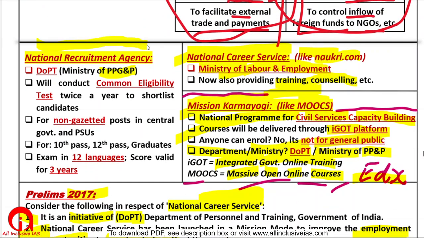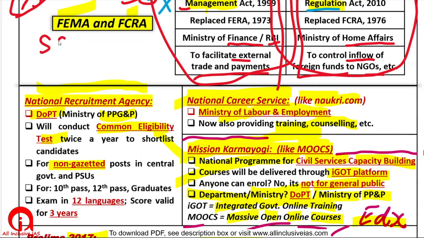National Recruitment Agency. So it is also an initiative of DOPT, just like Mission Karmayogi. It will conduct a common eligibility test twice a year. It is only for non-gazetted posts, not for gazetted posts in central government, and there will be different levels of exam. Like most of you would have appeared for your SSC exams, in SSC also there are exams for CHSL and CGL, different levels of exam. Similarly, it will have different levels of exams. It will be in 12 languages. Most of the central government recruitment exams right now are in English and Hindi, but now it will be in 12 languages.